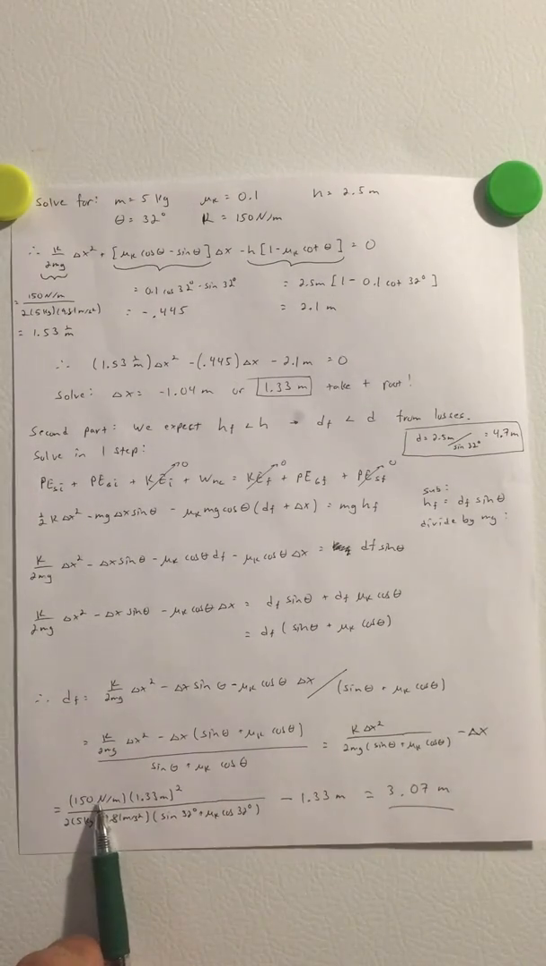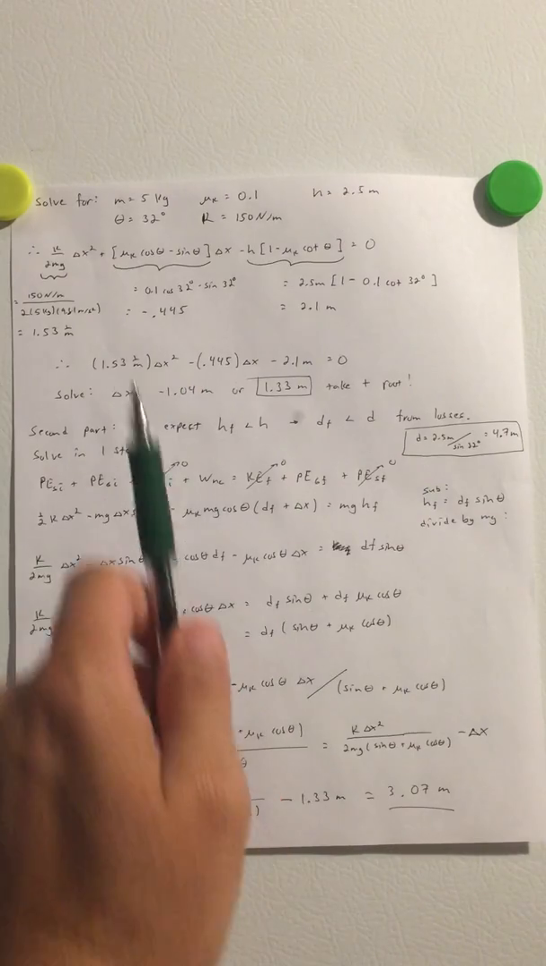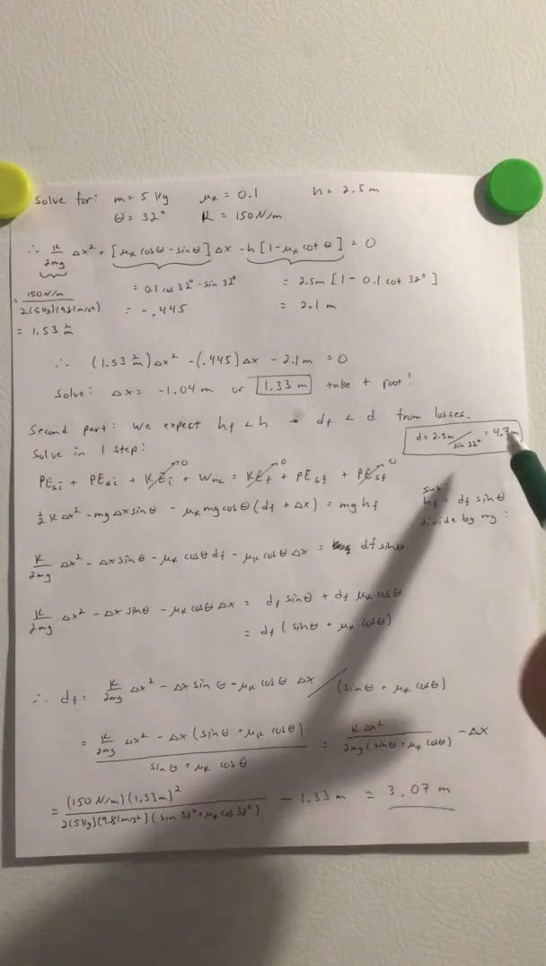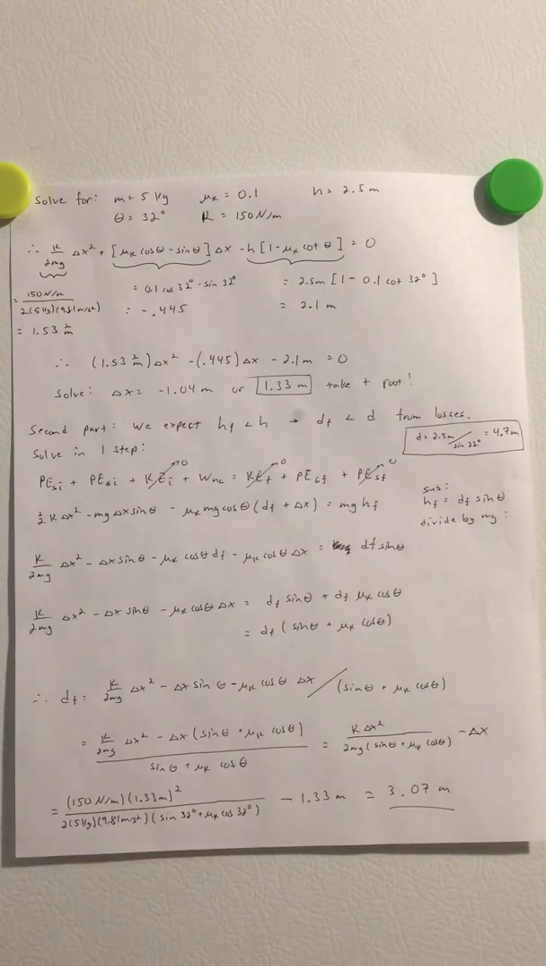When I plug in numbers to this, what I get is 3.07 meters, which means it moves up the ramp 3.07 meters from the equilibrium position of the spring. So let me check myself. I expect that to be less than the distance I came down. The distance I came down is 4.7. 3.07 is less than that. I feel good about that result. It's less than that because of the frictional losses.